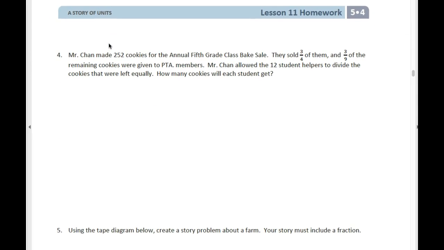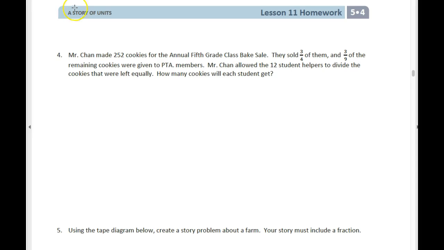So Mr. Chan made 252 cookies for the annual 5th grade bake sale. And they sold 3/4 of them. 3/9 of the remaining cookies were then given to PTA members. Mr. Chan allowed 12 student helpers to divide the cookies that were left equally. How many cookies will each student get?